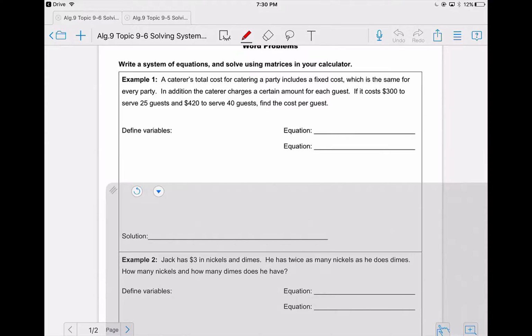Remember that if you use a number, you cannot use it again. So once you have used a number, you can mark it out. Each equation needs both variables in it in some form or fashion, and you need equal signs in your equations.